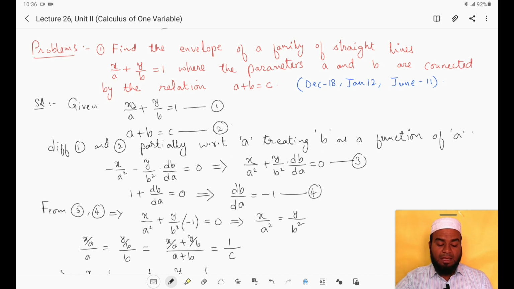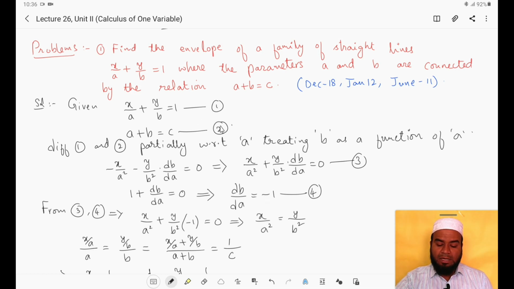Then what will happen? x will be as it is, the derivative of 1 by a is minus 1 by a square, y as it is, the derivative of 1 by b is minus 1 by b square, b is a function of a, so we are getting db by da also, that is equal to the derivative of 1, which is 0, right? So when we simplify this, we will get this equation. Now differentiate a plus b equals c. The derivative of a is 1, the derivative of b is db by da, the derivative of c is 0. Then db by da equals minus 1 we will get.